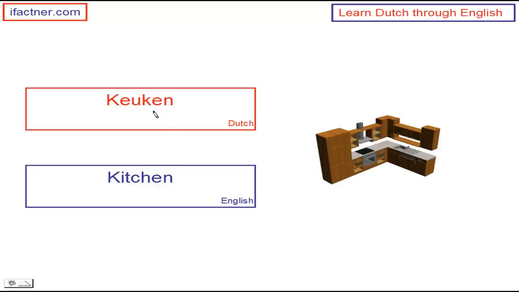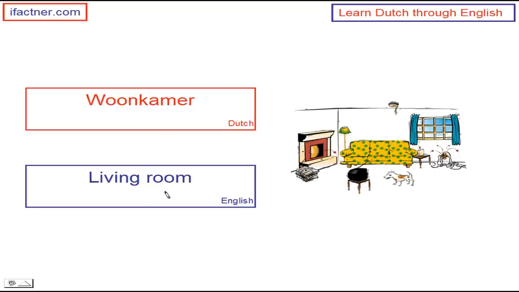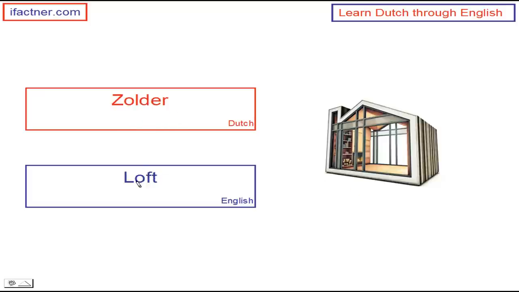K-E-U-K-E-N, keuken. Living room is woonkamer. W-O-O-N, woon, K-A-M-A-R, kamar, woonkamer.